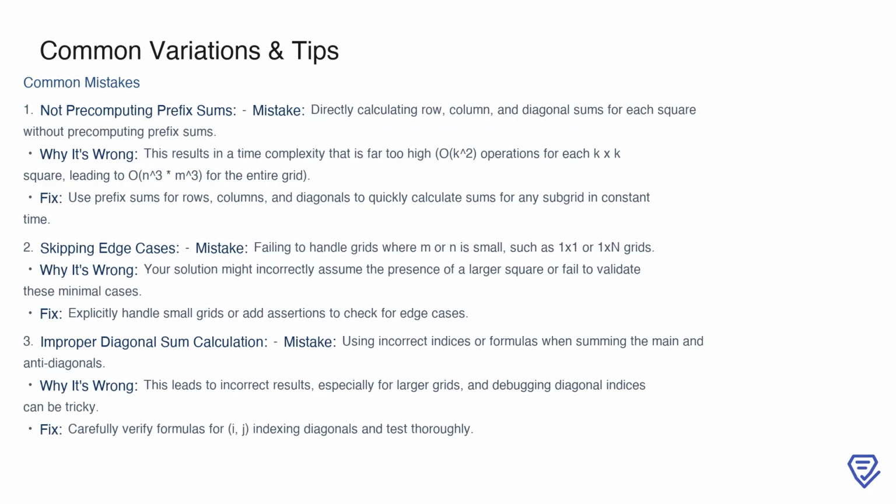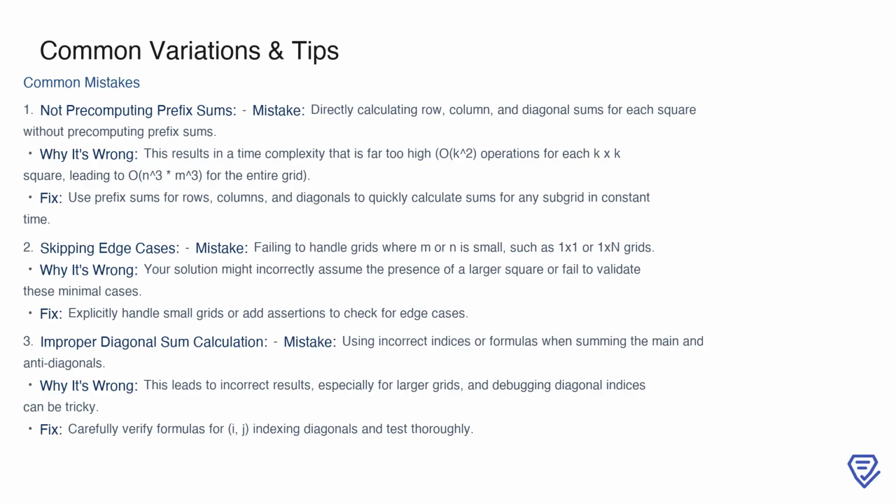One common mistake when working on this problem is not pre-computing prefix sums. If you calculate row, column, and diagonal sums directly for each square, you end up with a highly inefficient solution. This is because it involves O(k^2) operations for each k x k square, which, when applied across the entire grid, results in a time complexity of O(n^3 * m^3). To address this, you should use prefix sums. By pre-computing sums for rows, columns, and diagonals, you can calculate the sum of any subgrid in constant time, making the solution much more efficient.